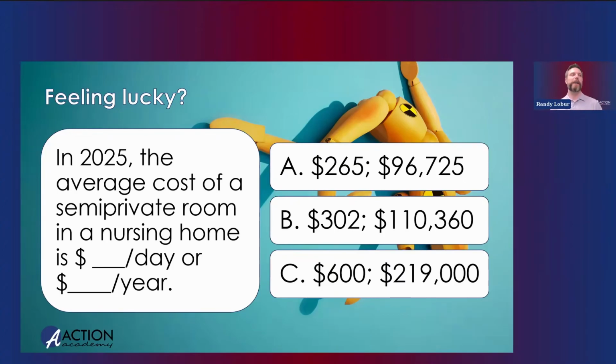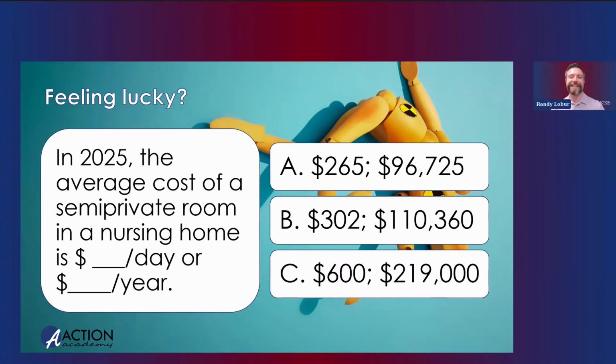So in 2025, the average cost of a semi-private room in a nursing home is blank dollars per day or blank dollars per year. Is that choice A, $265 per day or roughly $96,000 per year, B, $302 per day, $110,000 per year, or C, $600 per day and $219,000 per year? Put the letter A, B, or C. What do you think the approximate cost for a semi-private nursing room is? Some of those numbers are more than I paid for my house.